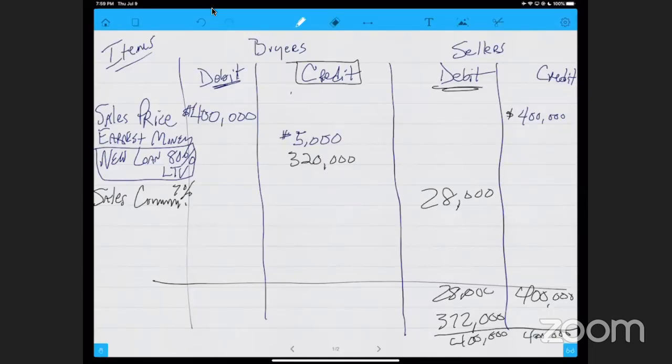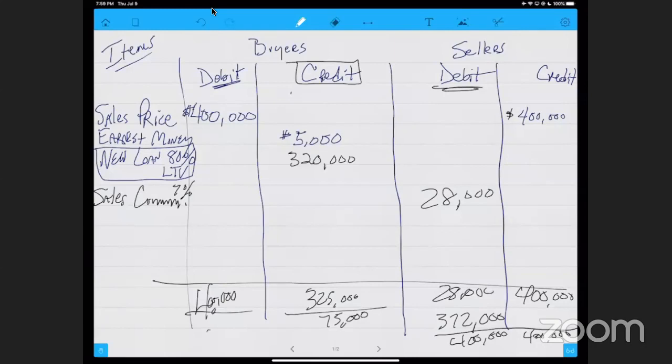Now, this is going to be a good way here to go back and look at that. Remember, 400,000 is the charge, and credits are 325,000. So we just take 400,000 minus 325 equals $75,000.